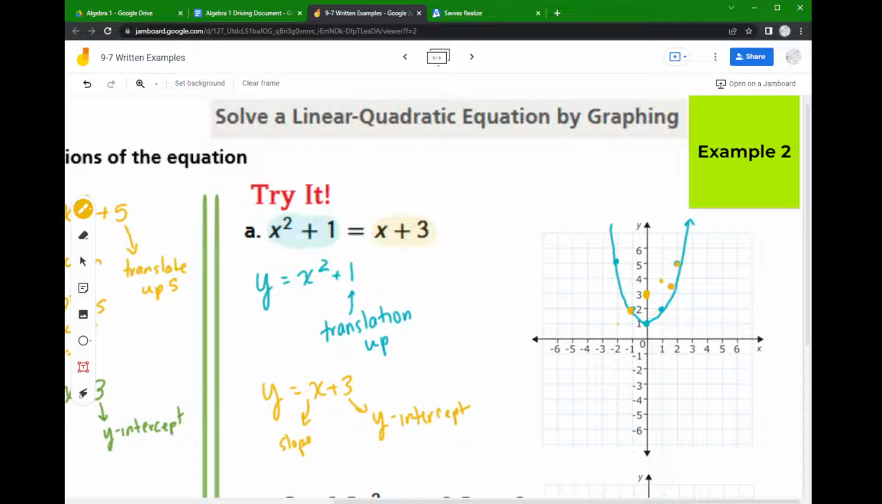And so yet again, we're faced with a situation where we have this nice whole number solution. Notice that some of my anchor points overlapped each other. So I have an intersection point right here and here. And if I look at those x values, my two solutions are x equals -1 and x equals 2.